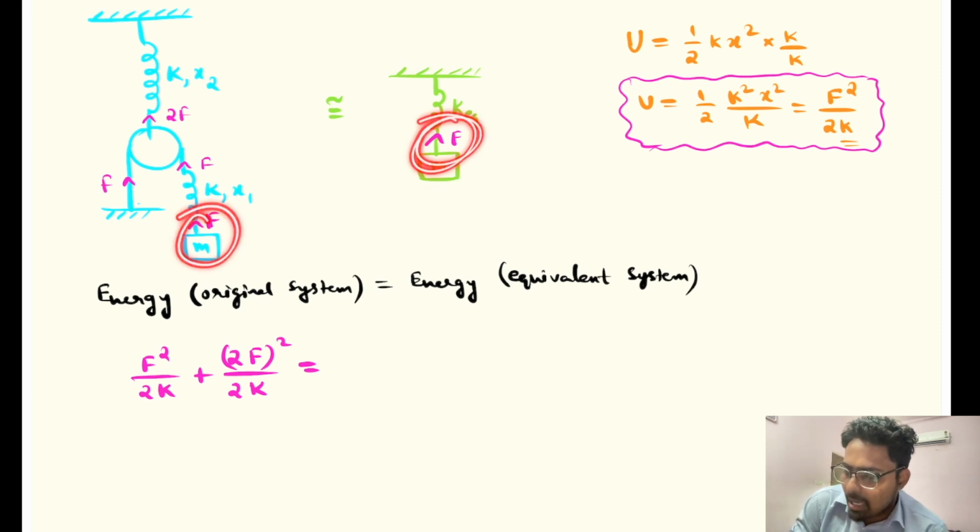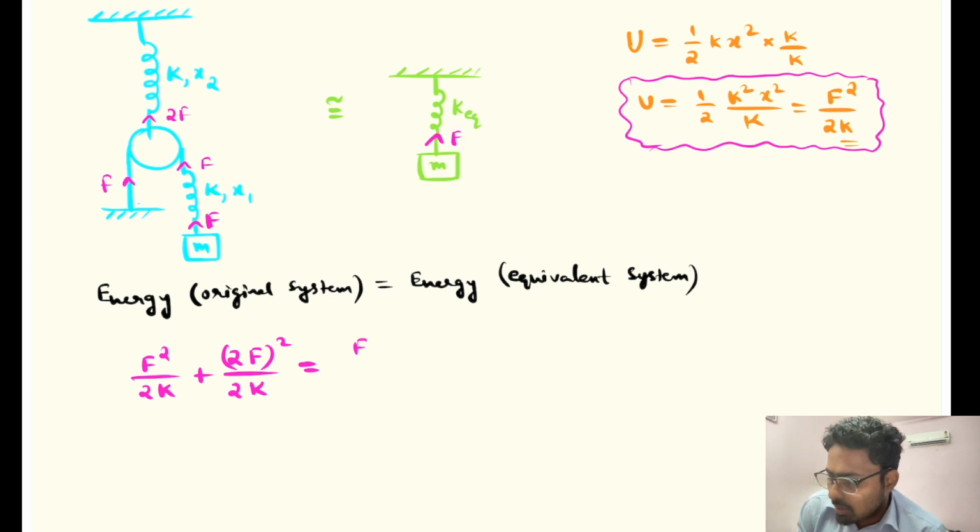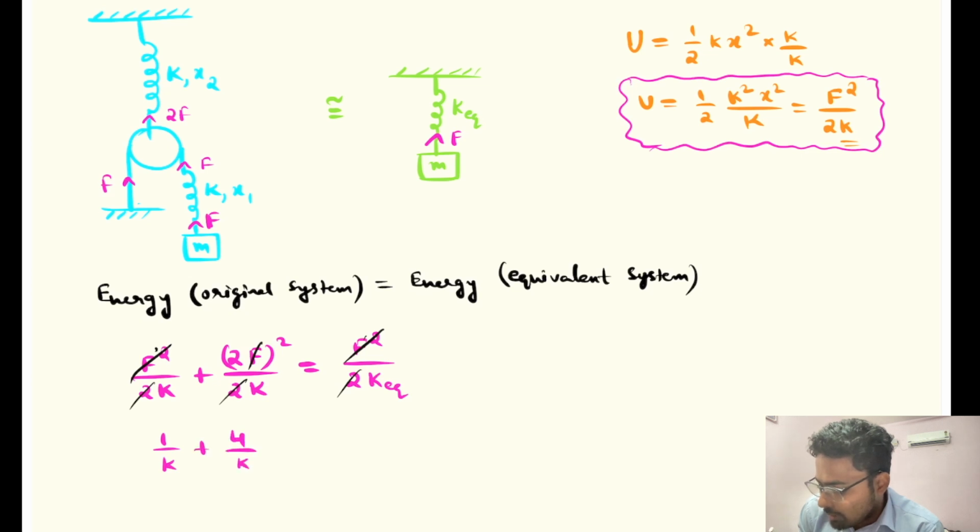Here, whatever the force that is acting, the same force, F square divided by 2 into how much? K equivalent. Then you can clearly see this 2 will get cancelled, and F square and F square will get cancelled. So therefore, what are we left with? 1 by k plus 2 square, 4 by k, which is equal to what? Which is equal to 1 by k equivalent.